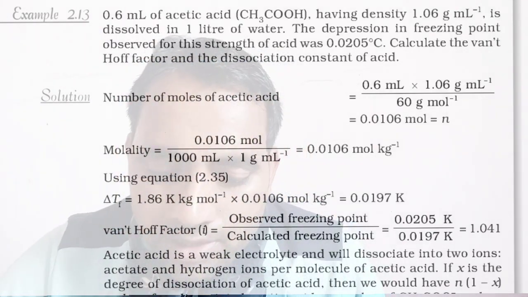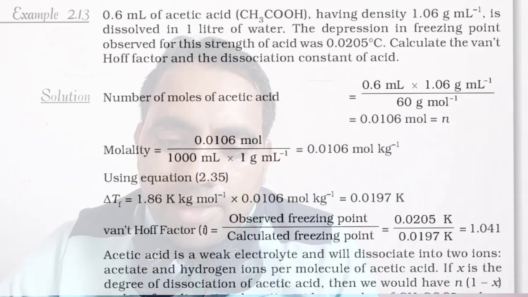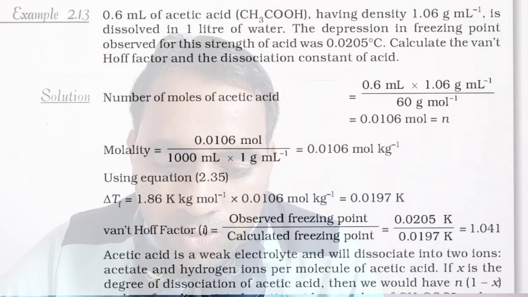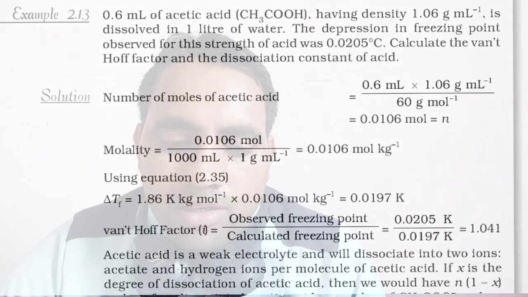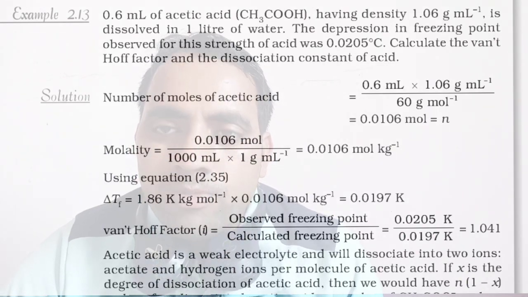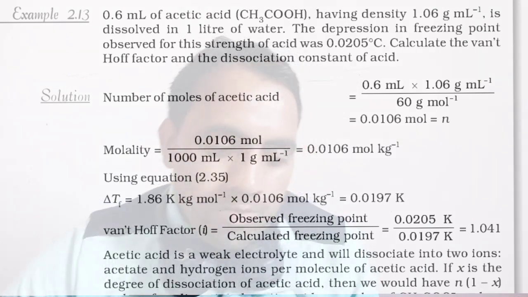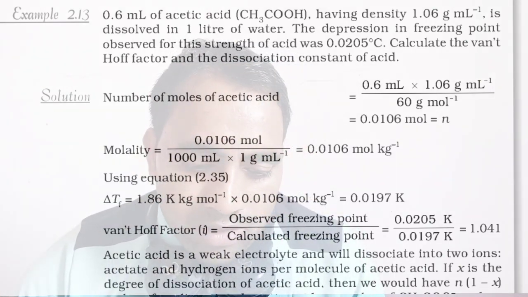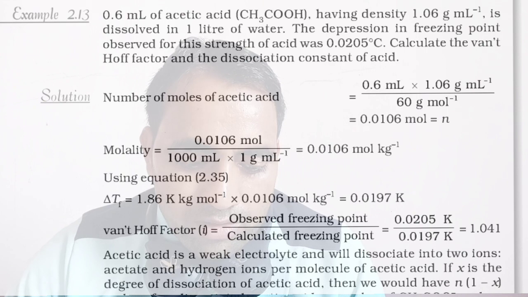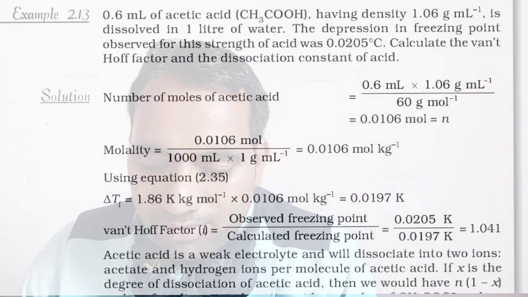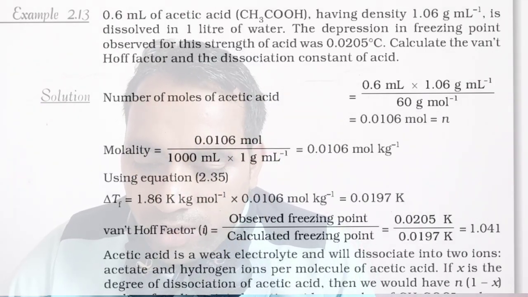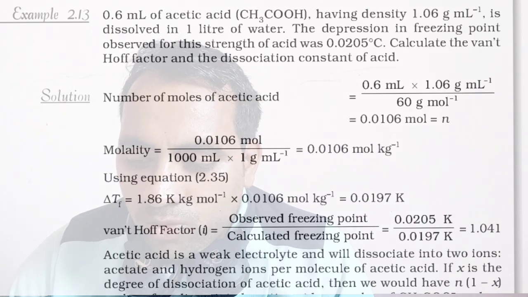Dear friends, for directly calculating the number of moles, the formula used is number of moles equal to volume into density upon molar mass. So number of moles equal to 0.0106. Molality: we can calculate the molality from the number of moles. So molality equal to 0.0106 mole kilogram inverse.